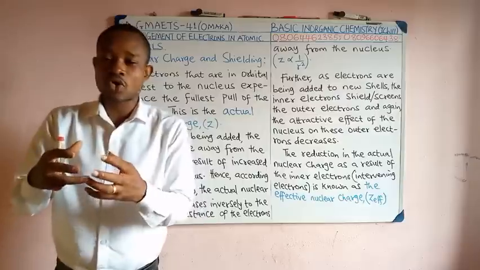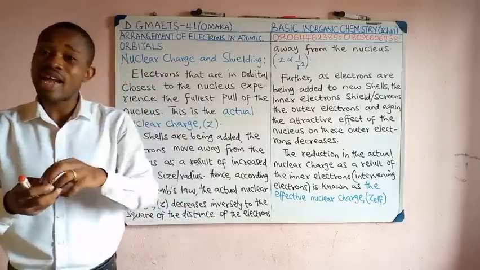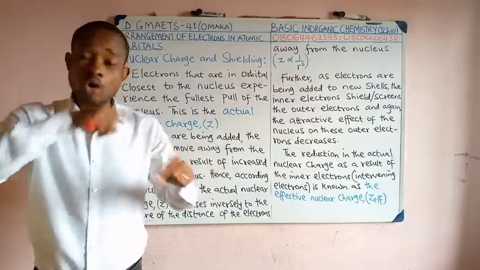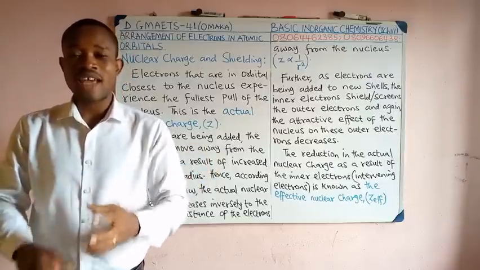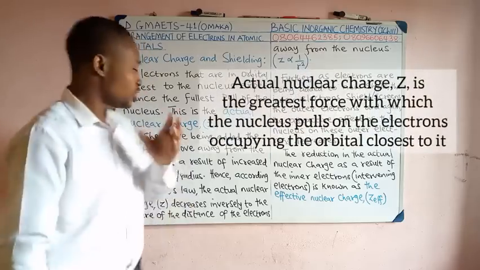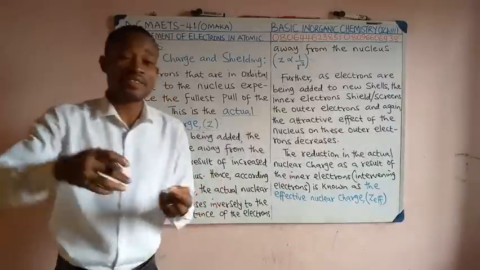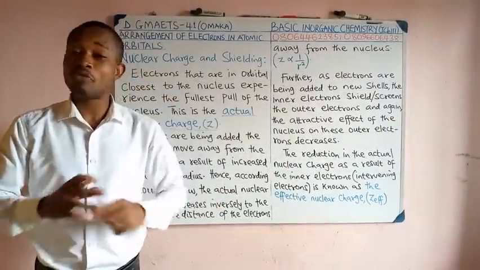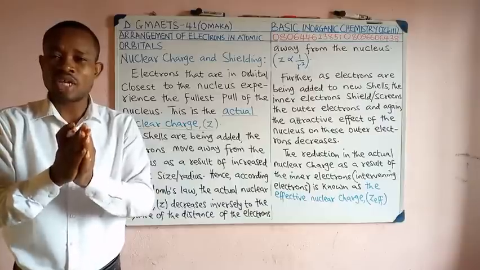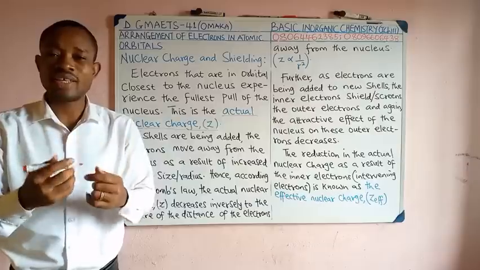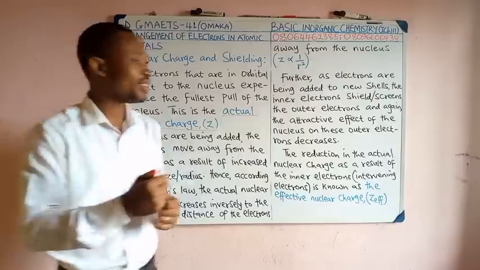Now, this force of attraction or pull that the nucleus exerts on the orbital closest to it, and hence on the electrons on that orbital, this fullest force of attraction is known as the actual nuclear charge. Because like I said, the orbital closest to the nucleus will feel the greatest attraction. So that value that we get as a result of that attraction is the actual nuclear charge on the orbitals closest to the nucleus.